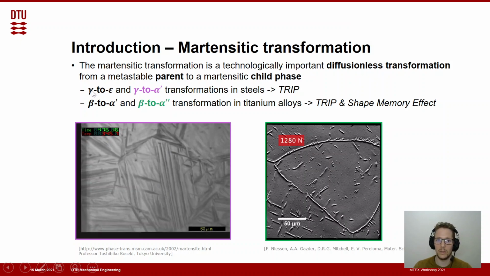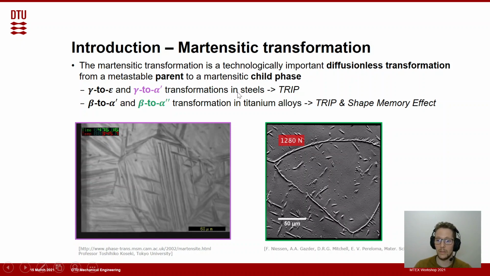So in steels, we know the gamma to epsilon transformation, that's austenite to a hexagonal phase, and we have the gamma to alpha prime transformation, that is austenite to a body-centered tetragonal phase. Both those transformations help with something called TRIP, which is transformation-induced plasticity, a means of extending the ductility range of steels by transformation.